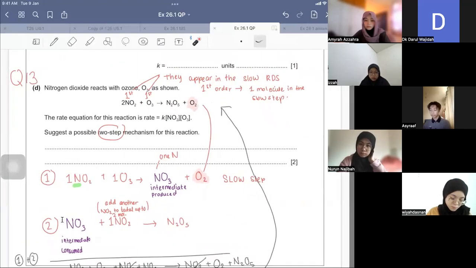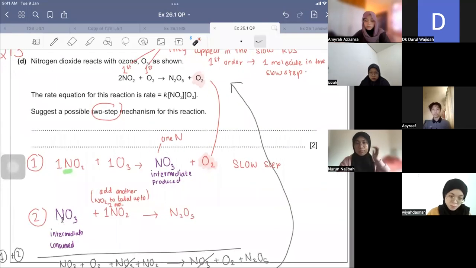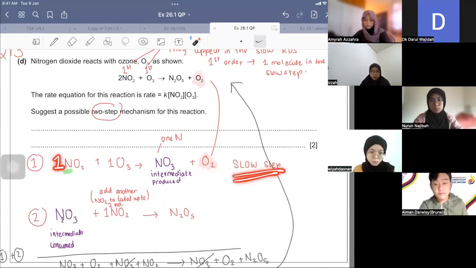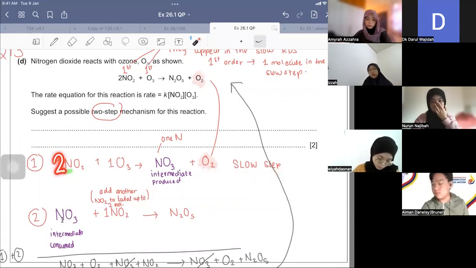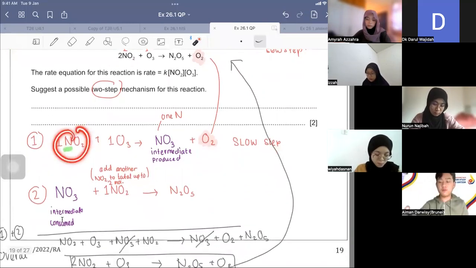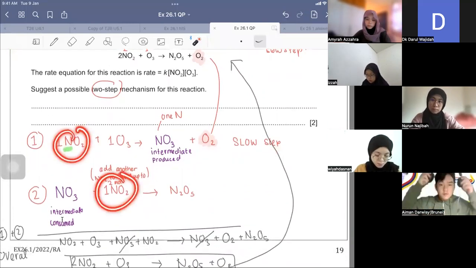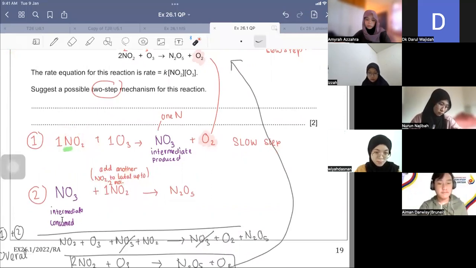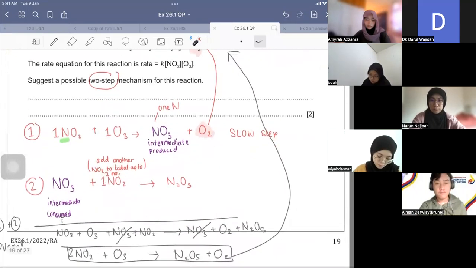The order depends on the number of molecules that appears in the slow step. If I have 1 mole or 1 molecule of NO2, that means it's first order. If I have 2 molecules of NO2 in the slow step, that means it is second order. Okay. The total is 2 moles of NO2, but the second NO2 is not in the slow step, so it's not considered as second order. It's considered as first order still.